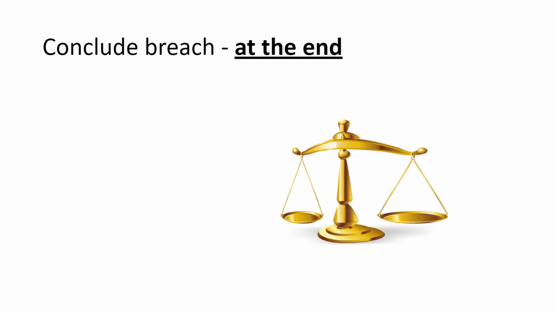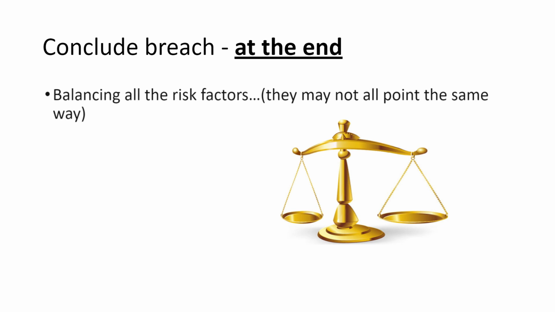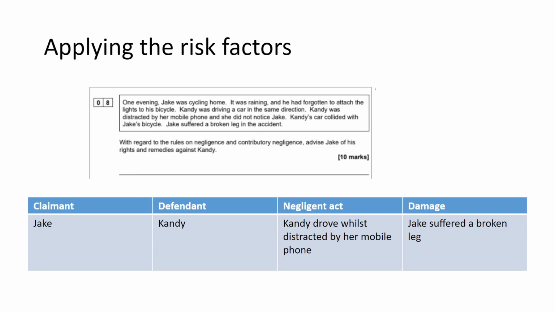So then you can conclude breach at the end once you've considered the 4 risk factors. And this is a balance because they may not all point the same way. So whilst harm may be likely and could be serious, it may be that there was a social benefit to what was going on. So you need to balance it out and decide overall whether you think there is a breach. So that's what we're going to do for the Candy scenario here.